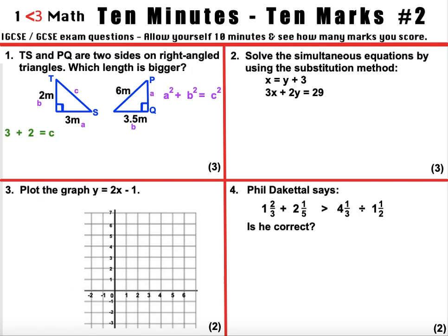Now, I'm going to substitute in. I've got 3 squared plus 2 squared equals C squared, because I've got my A and B value, which I've substituted in. So that's 9 plus 4 equals C squared. So C squared equals 13, and C, therefore, is the square root of 13. That is 3.605, and that rounds to 3.6 meters.